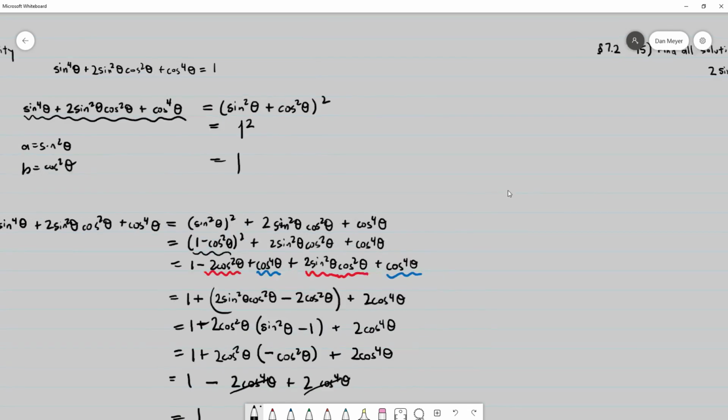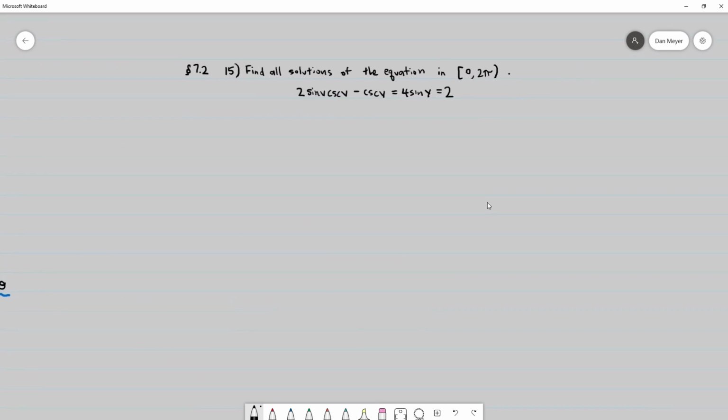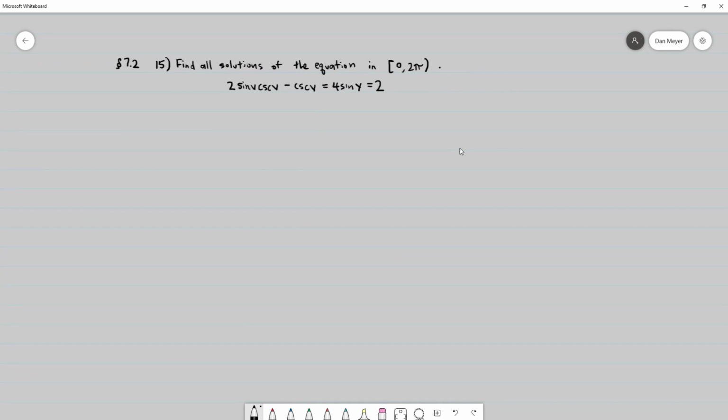All right, moving on to the 7.2 questions. We have a few here. We want to find solutions. And number 15 from the worksheets, I want to find all solutions to 2 sine v cosecant v minus cosecant v is equal to 4 sine v plus 2. Was that supposed to be plus 2? I think it's supposed to be plus 2 or minus 2. Where's my notes? Obviously, there's not supposed to be 2 equal signs there. Minus 2.